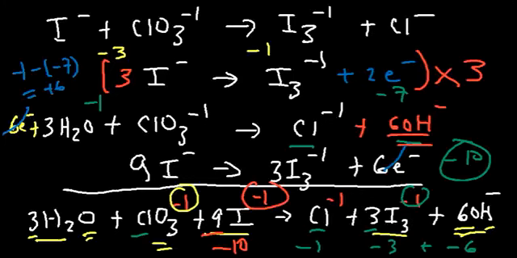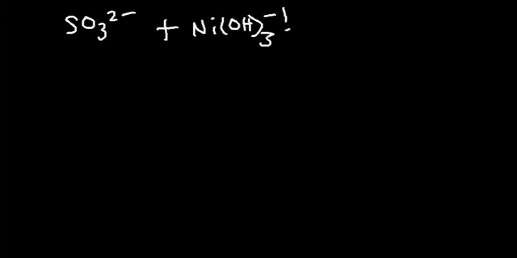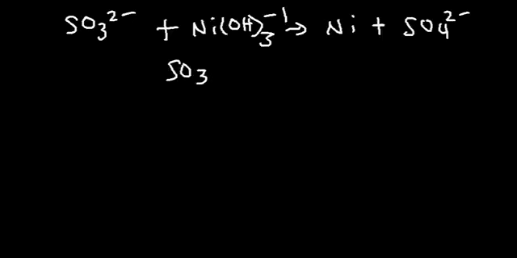Now, let's try another example. So let's say if we have sulfite plus this nickel hydroxide ion, and it converts to nickel and sulfate. Go ahead and balance the reaction under basic conditions. So let's start with sulfite. Sulfite converted into sulfate.